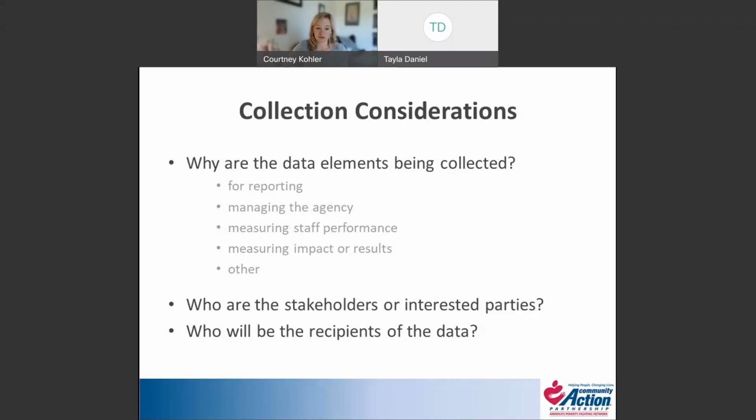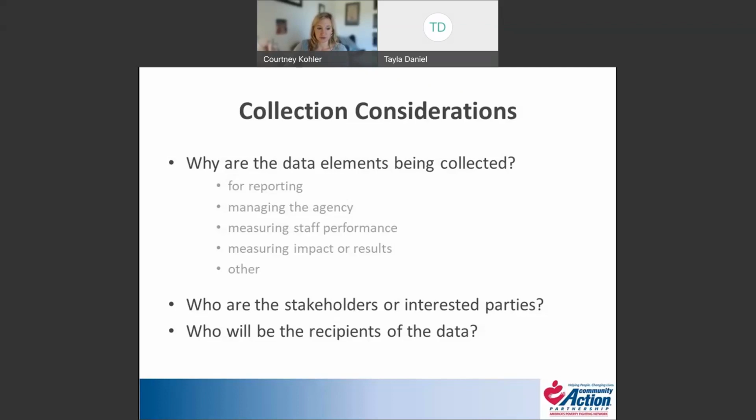Then also, who are the stakeholders or interested parties with your data? If they're external, you might be looking at funders, elected officials, the public, the community at large. And with internal stakeholders, you're probably thinking more about board and staff. As you're thinking about who needs to be involved, who's going to need the information once it's collected and analyzed, that's going to be a consideration for data collection.